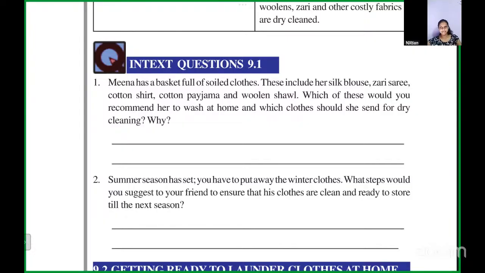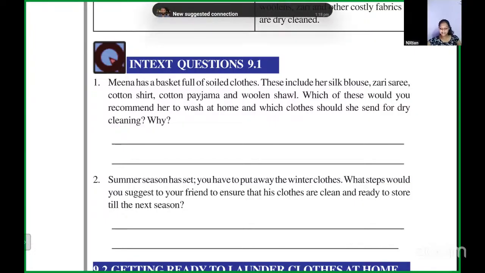At home, I think the cotton shirt, the cotton pajama, the woolen shawl. I'm not sure about the sari. Okay, Megan. The sari would go to the dry cleaning. I'm not sure about the silk blouse because we wash silk blouse, but also the woolen shawl.